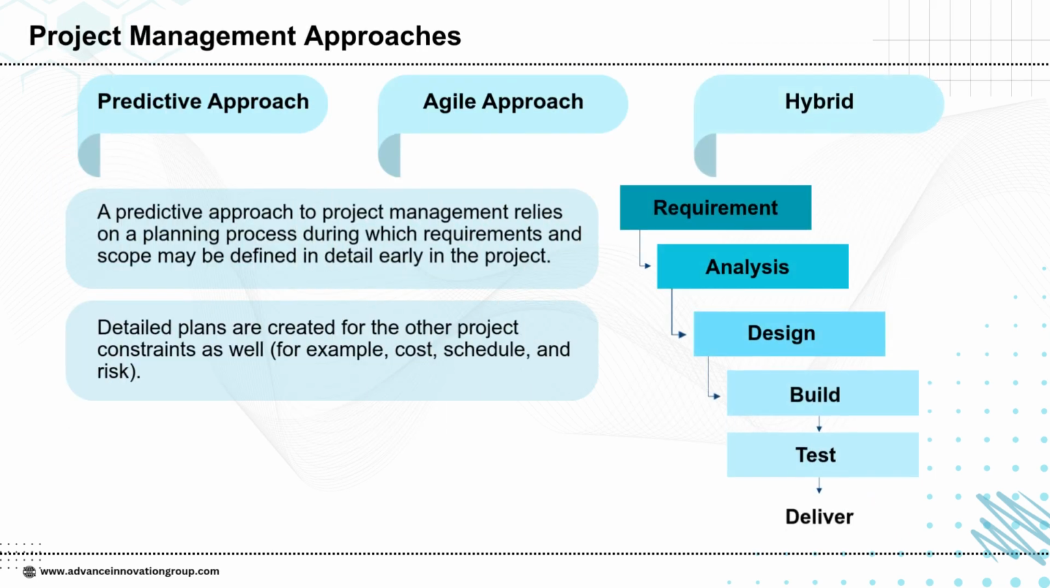Project management approaches can be categorized into 3 main types: predictive, agile, and hybrid. The predictive approach emphasizes detailed upfront planning, where requirements and scope are defined early in the project, and comprehensive plans are created for cost, schedule, and risk management. In contrast, the agile approach focuses on flexibility and iterative development, allowing requirements to evolve based on continuous stakeholder feedback. The hybrid approach combines elements of both predictive and agile methodologies, typically following structured stages like requirement gathering, analysis, design, build, testing, and delivery, to balance planning with adaptability and ensure efficient project execution.